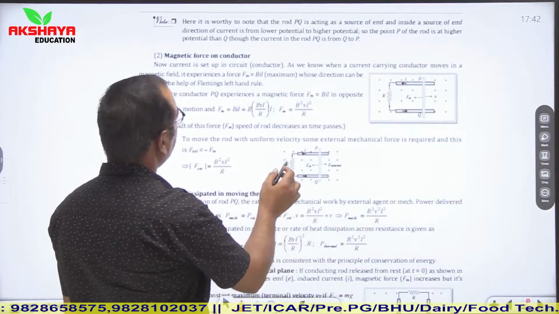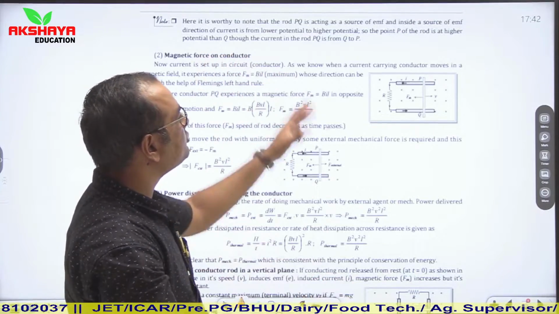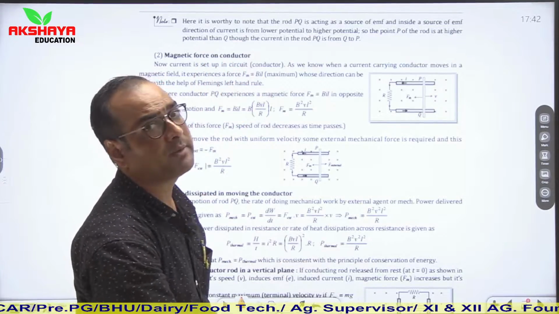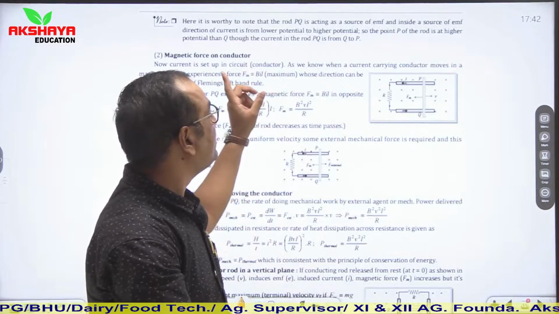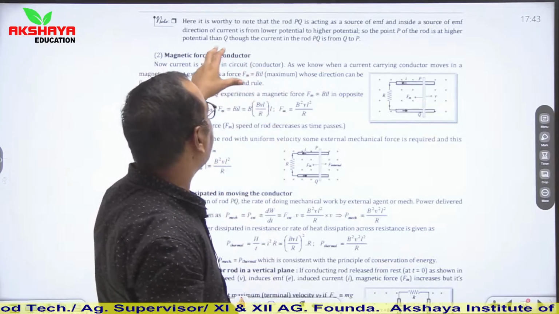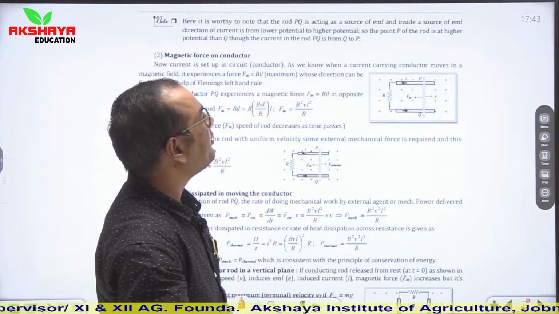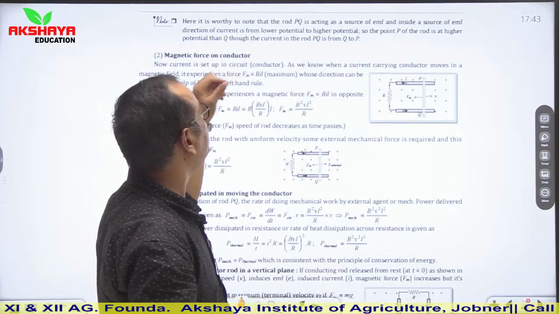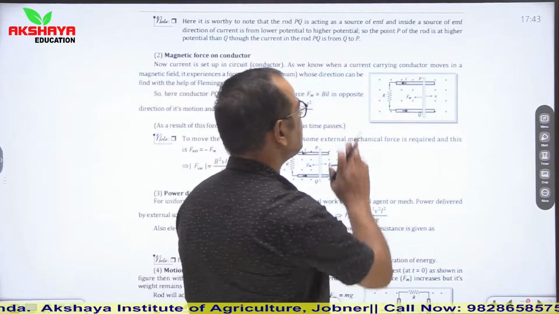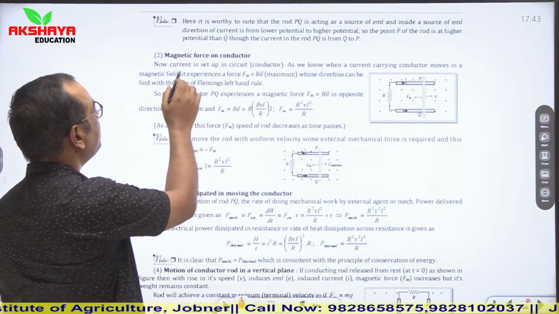So next is, here it is worthy to note that rod PQ is acting as a source of EMF, and inside a source of EMF, the direction of current is from lower potential to higher potential. So in case of induced EMF and induced current, if we talk about direction of current, then it is from lower potential to higher potential. So point P of the rod is at higher potential than Q. The current in the rod PQ is from Q to P. So this is the general concept which can be taken out from our concept of motion of this rod.